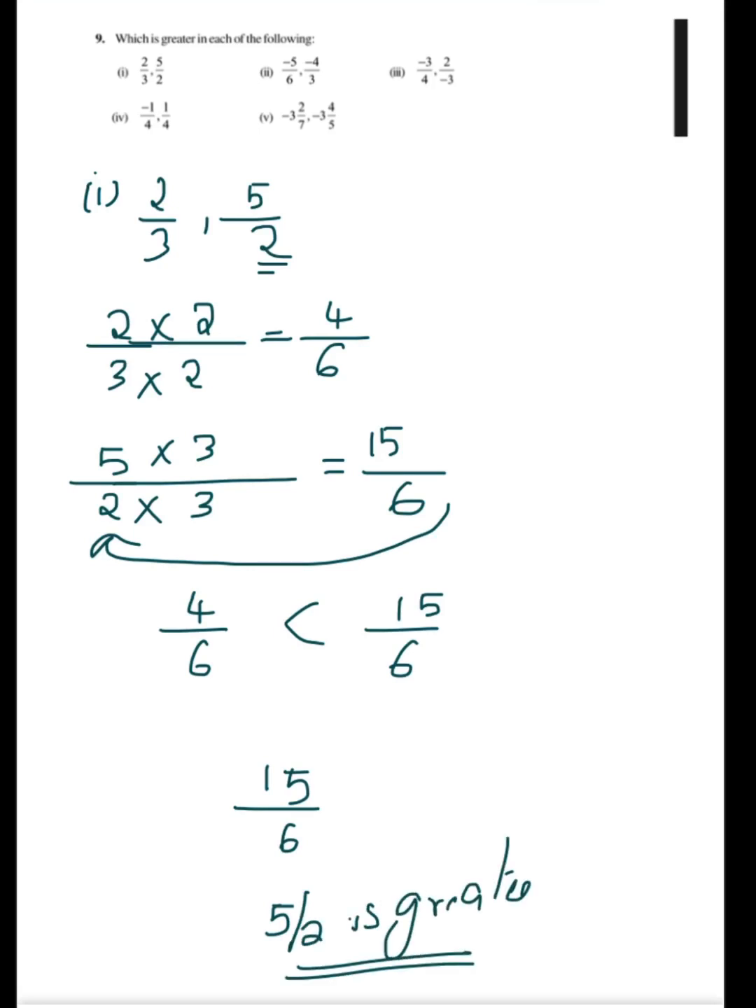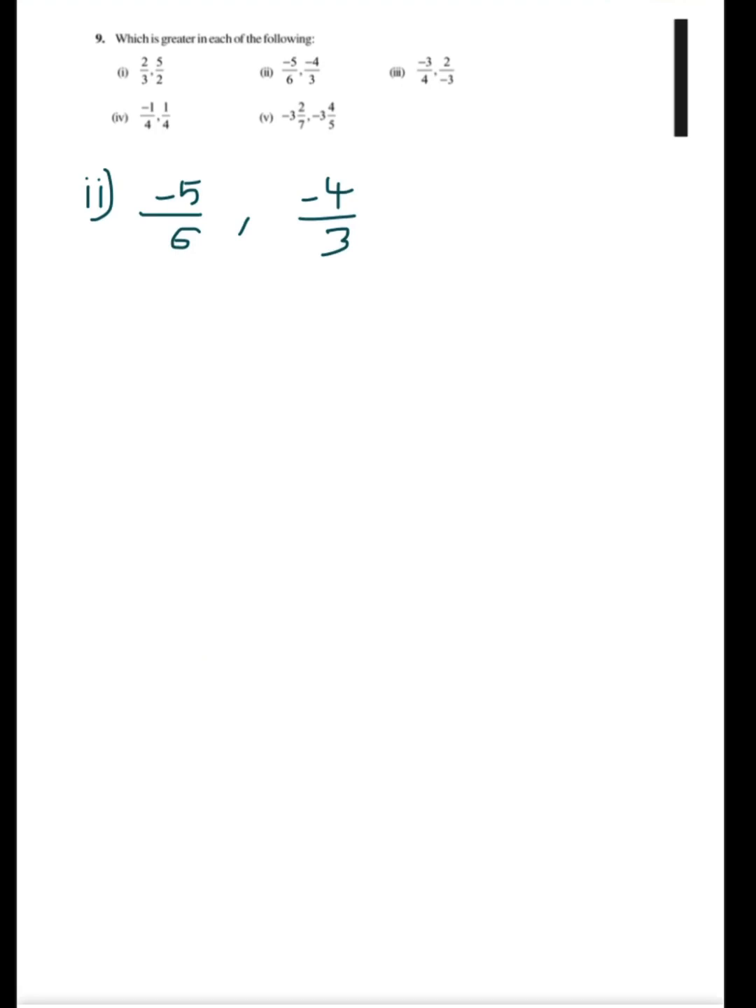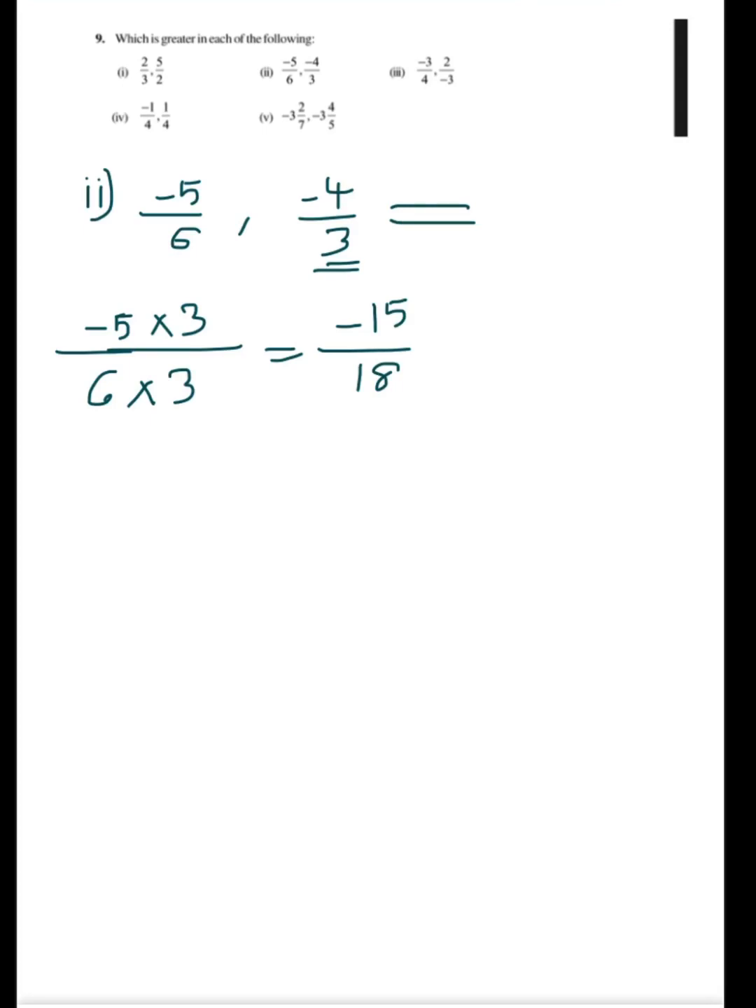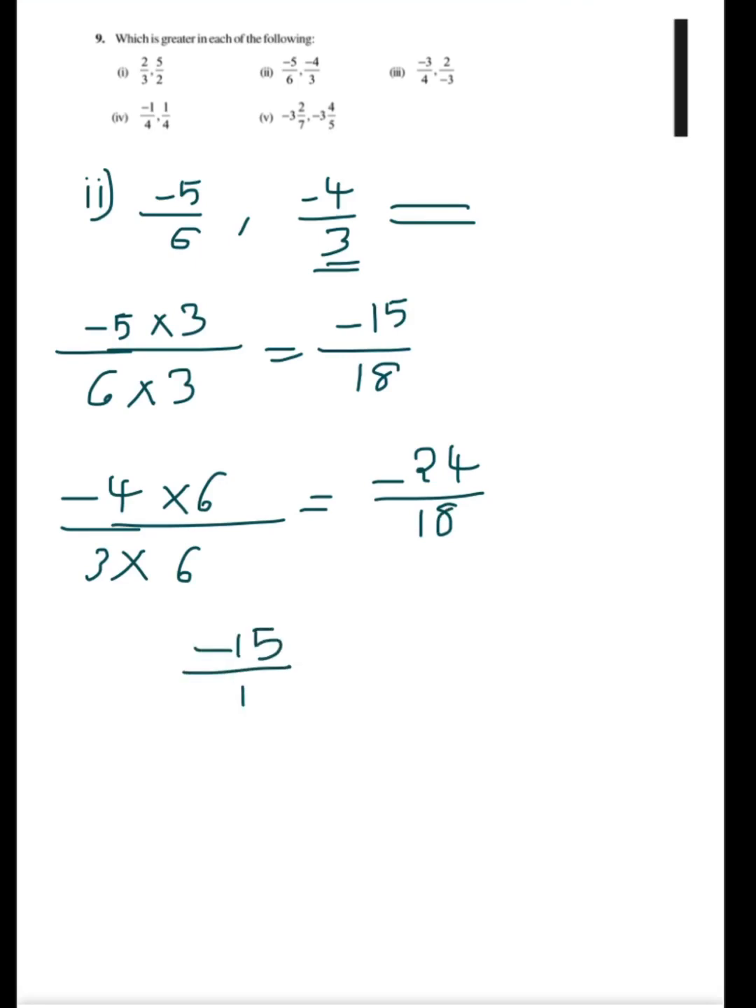Now let's see the second question. Our second question is minus 5 by 6 and minus 4 by 3. Here also we need to make their denominators the same. So minus 5 by 6 into 3 by 3, the denominator of the second, then you will get minus 15 by 18. Now what about the second one? Minus 4 by 3, multiplying with the denominator of the first, that is 6, then you will get minus 24 by 18. Now you need to compare minus 15 by 18 and minus 24 by 18.